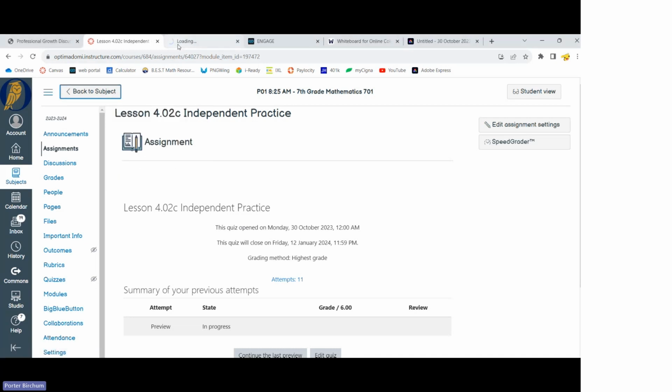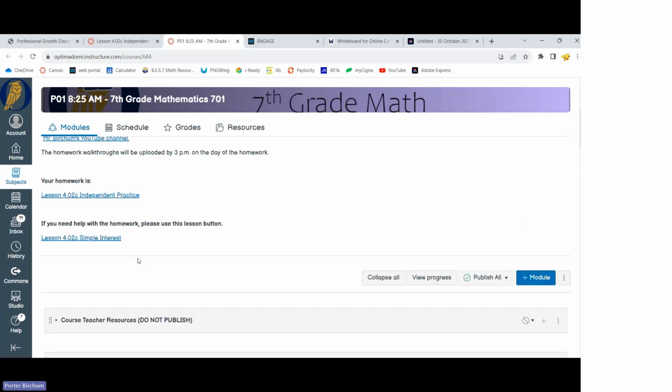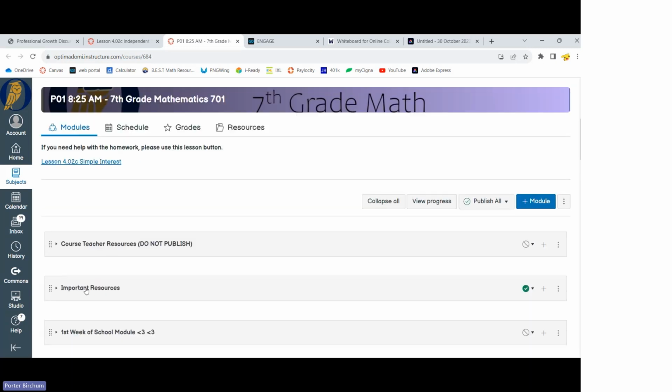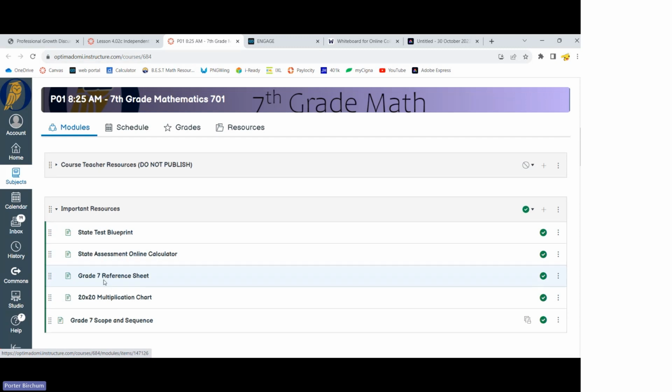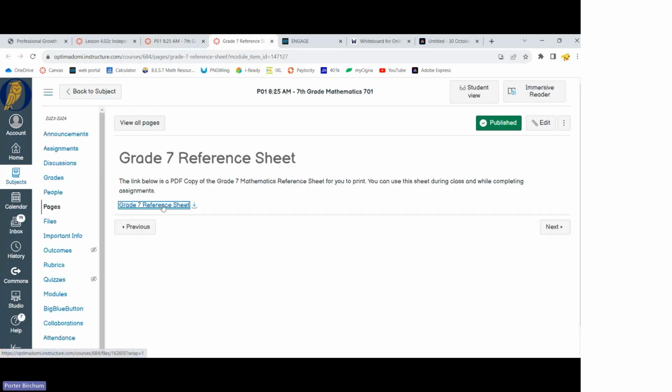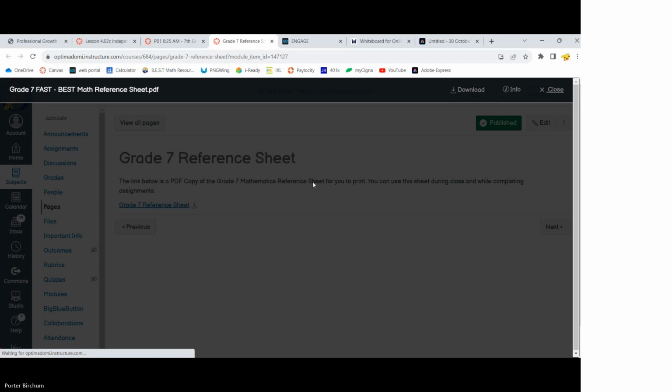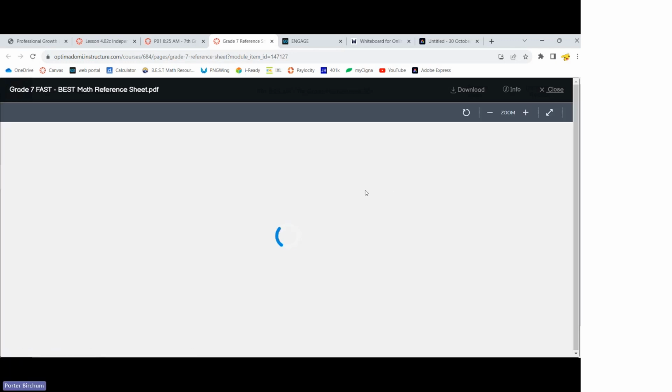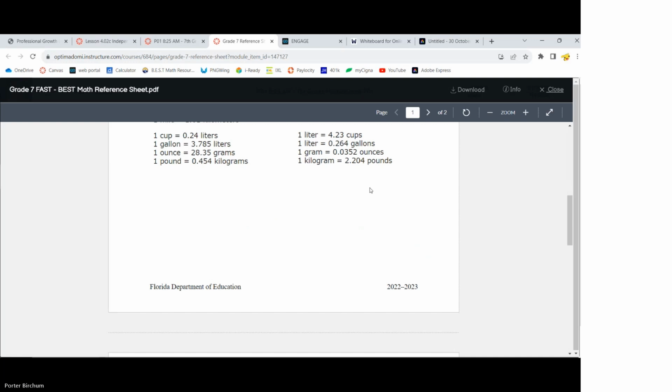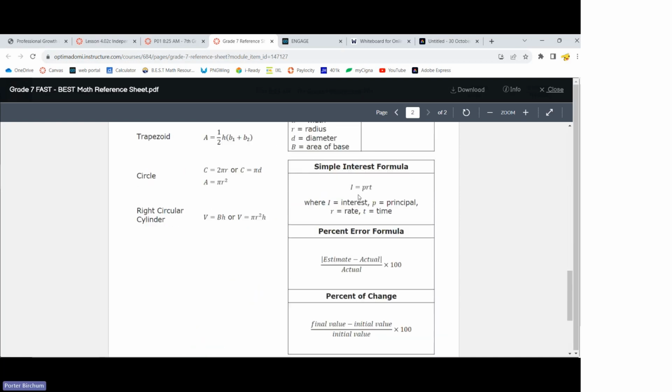Let's go back to subject and click on the important resources module. Click on the grade 7 reference sheet. Click on it again so I can actually see it. Then scroll down. Okay, simple interest formula: interest equals principal times rate times time.